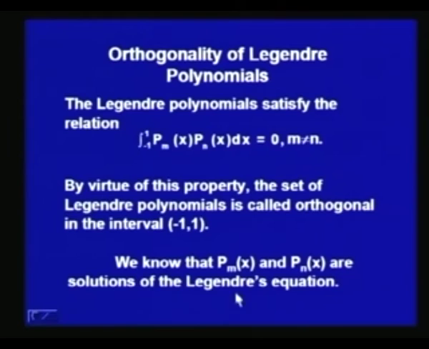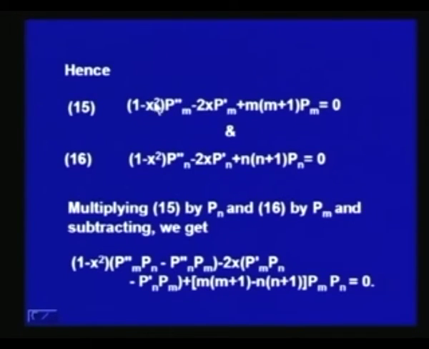We know that P_m(x) and P_n(x) are solutions of the Legendre's equation. Because P_m is a solution of the Legendre's equation, we can write (1 - x^2) P_m'' - 2x P_m' + m(m + 1) P_m = 0, and P_n(x) is also a solution of the Legendre's equation. So, we will have (1 - x^2) P_n'' - 2x P_n' + n(n + 1) P_n = 0.